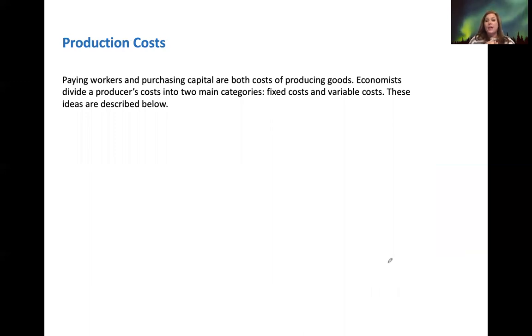Paying workers and producing, like equipment that you need, those are capital goods. Those are expenses. And so economists, as well as accountants, if you've taken accounting, you know this too. You've got fixed and variable costs, okay?